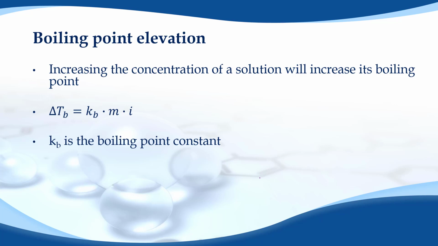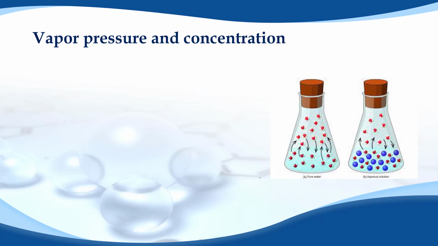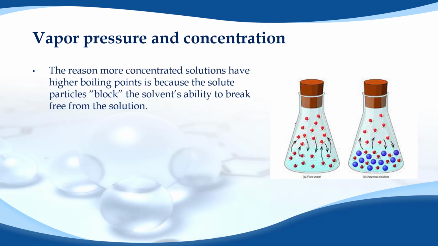Another example of a colligative property is what's called vapor pressure reduction. We just went over in the previous slide what vapor pressure is. It's just the pressure generated by the gaseous particles that have managed to evaporate. Well, if we have a solution, the vapor pressure of a solution decreases as the concentration goes up.